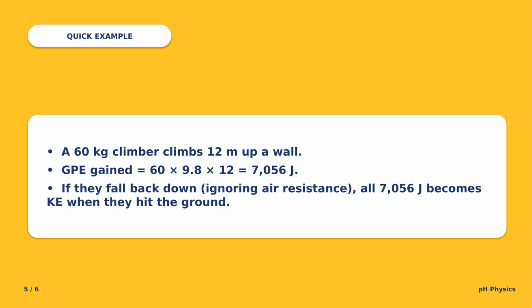If they fall back down, ignoring air resistance, all 7,056 joules becomes kinetic energy when they hit the ground. Use the equation to make v equals 15 meters per second.